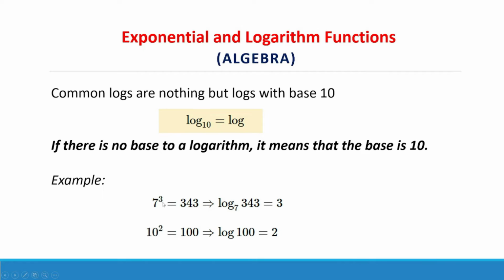Example, 7 exponent 3 is equal to 343. In terms of logarithm, log of 343 to the base 7, and the value is equal to the exponent, which is 3. 10 exponent 2 is equal to 100. So log of 100 with base 10 is equal to the exponent, which is 2.